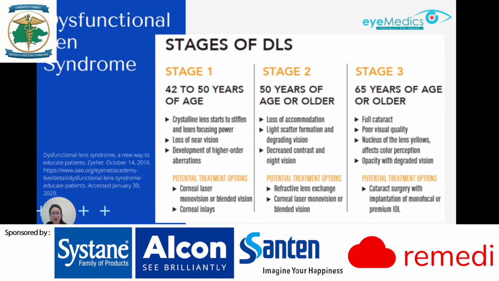Stage 1, 40 to 50 years old, usually clinically present with purely just presbyopia. Stage 2, 50 years and above, with increasing lens opacity and also ocular aberration. And stage 3, clinically they will present with visually significant cataract with manifest opacity and also higher order aberration.